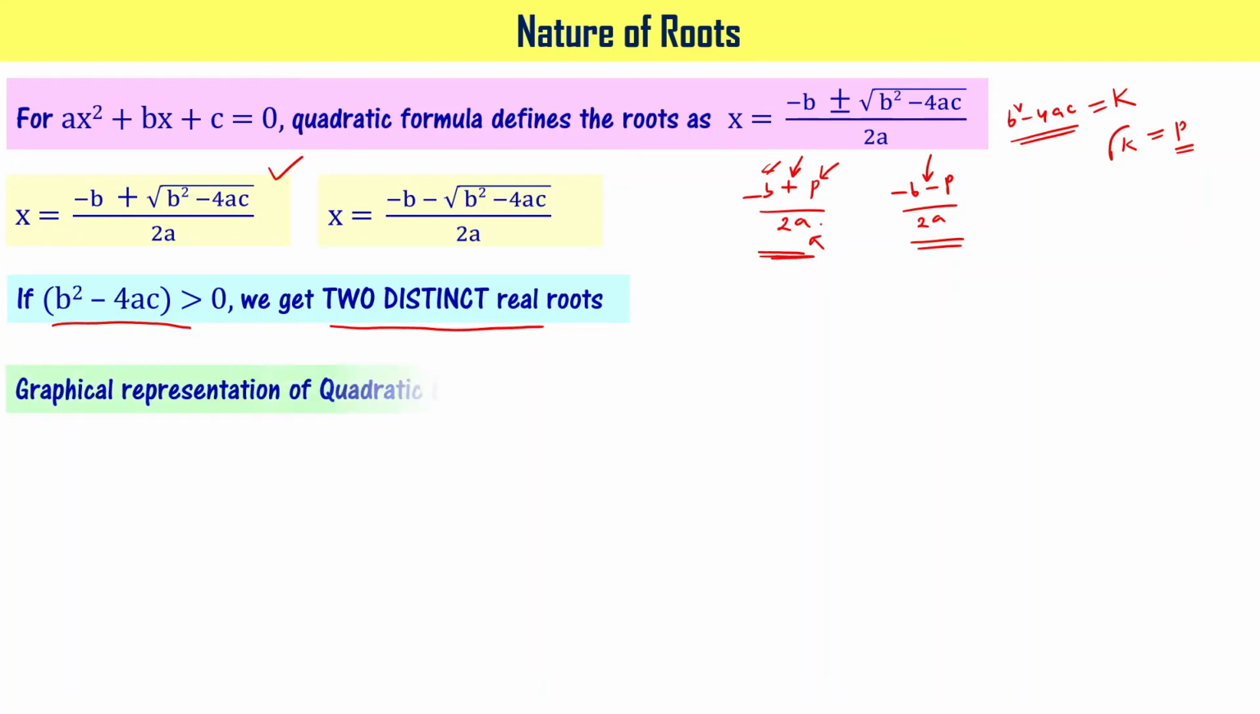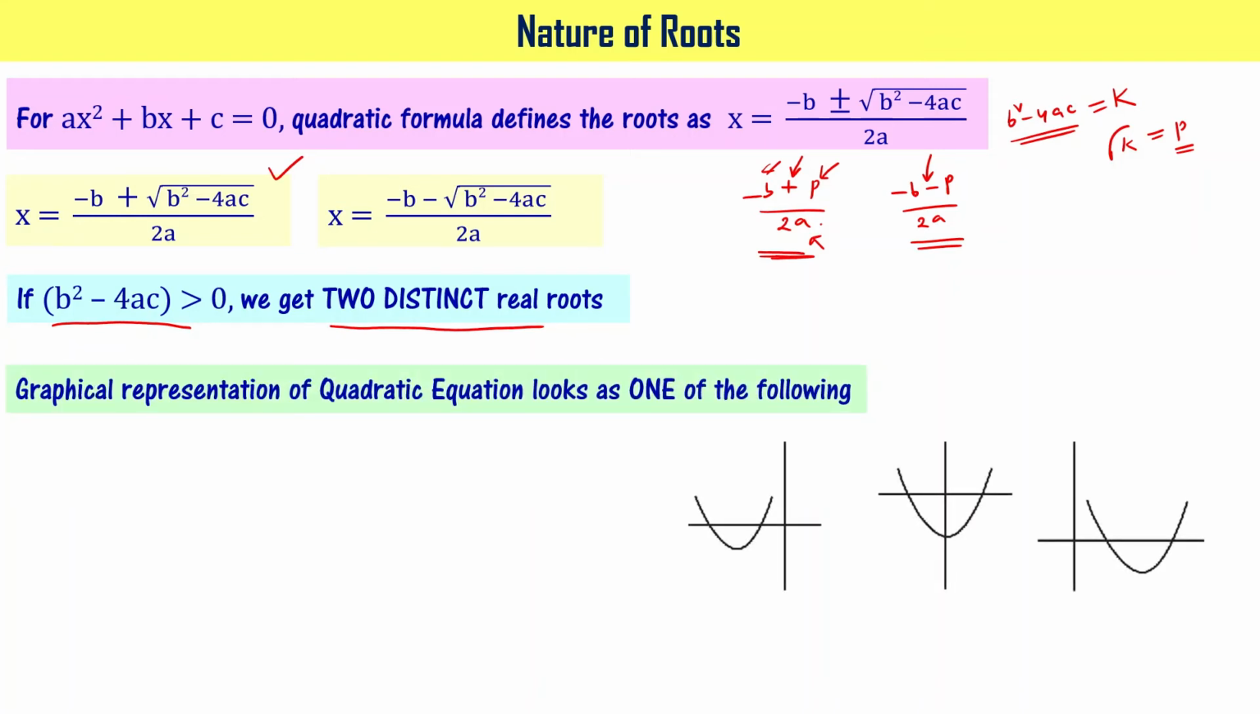Got it? And the graphical representation of a quadratic equation looks like one of the following. Meaning, when I said there will be two distinct real roots, the graph corresponding to the equation cuts the x-axis at two different locations. You see, in this case, both the roots are on the positive side of the x-axis. Here, one is on the positive side and one is on the negative side. In this case, both the roots are on the negative side. So one of these kinds of things is possible.